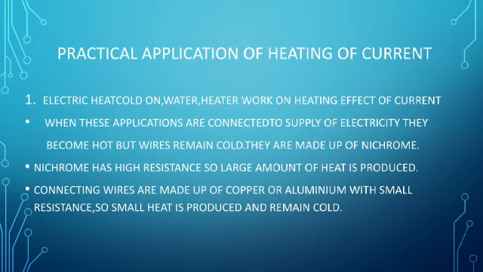Now let's see practical applications of heating effect of current. Electric heater, coil and water heater work on the heating effect of current. When these appliances are connected to the supply of electricity, they become hot but wires remain cold. They are made up of nichrome. Nichrome has high resistance, so a large amount of heat is produced. Connecting wires are made up of copper or aluminium with small resistance, so small heat is produced and they remain cold.